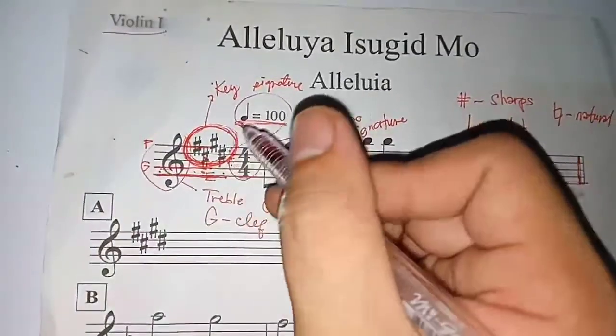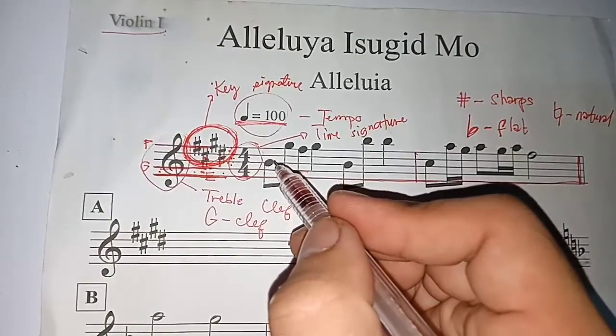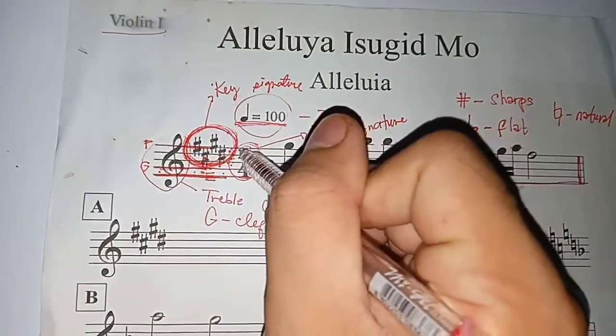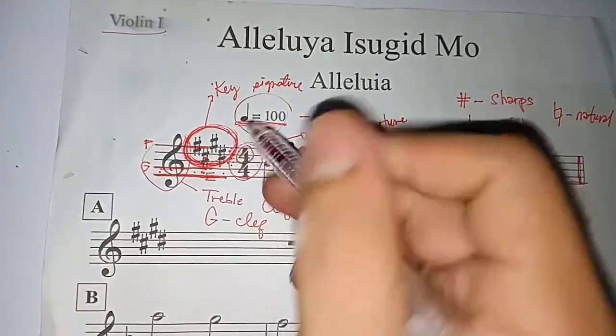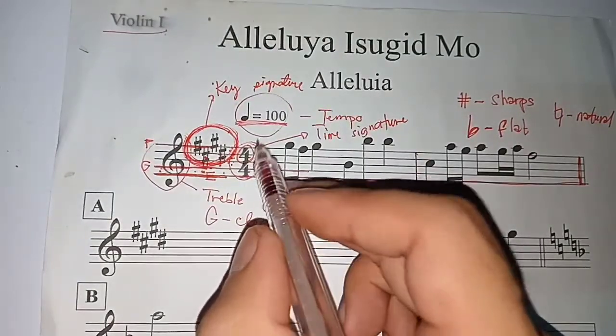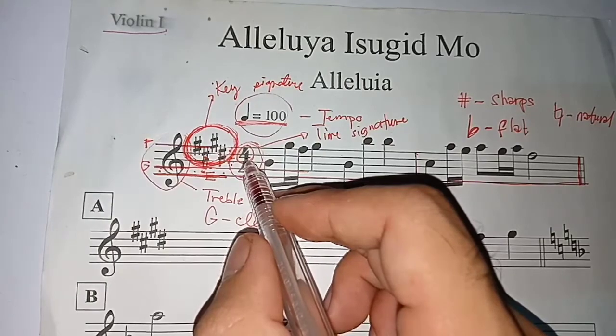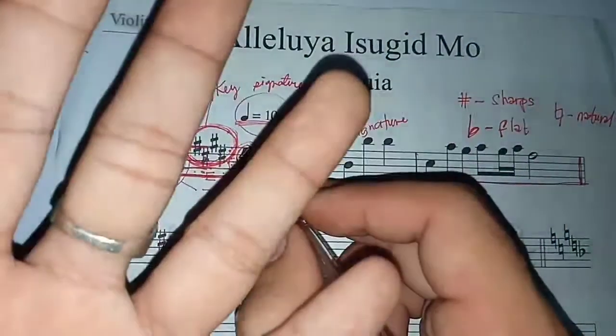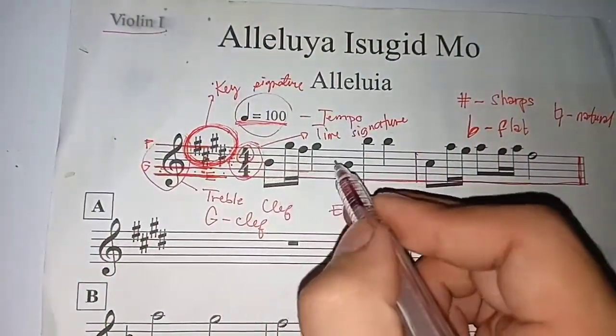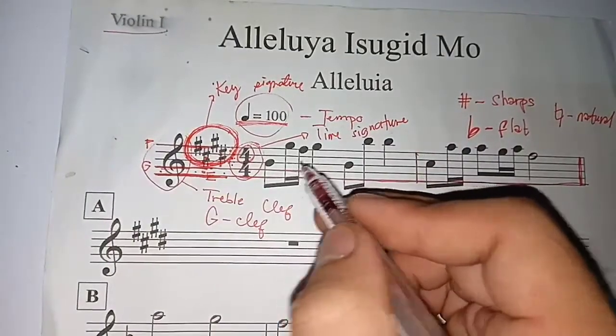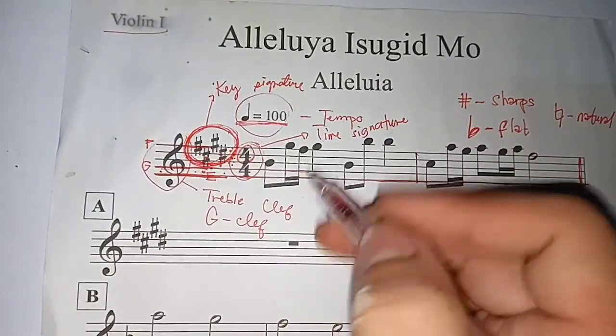In the time signature we have a basic principle. The numerator, or the upper number in the time signature, signifies that we should have 4 counts or beats in every measure. So we will try counting it.